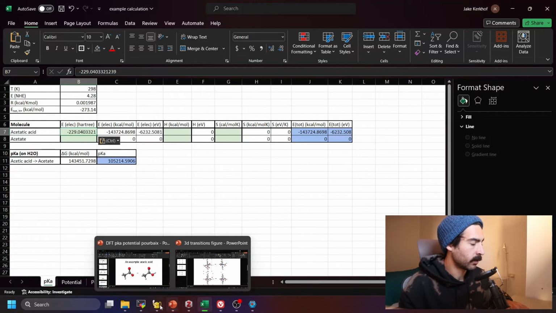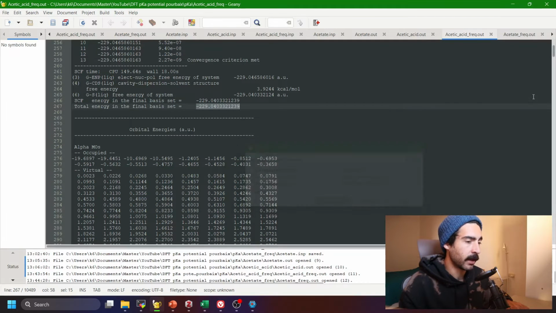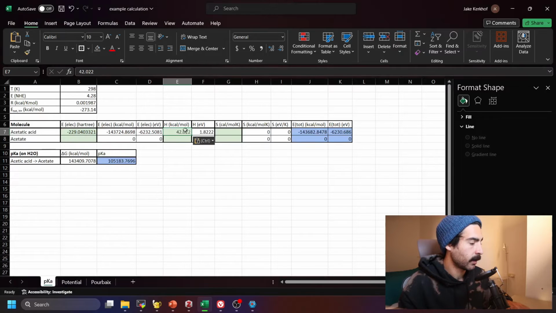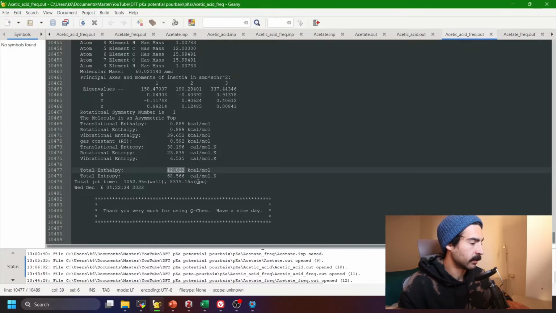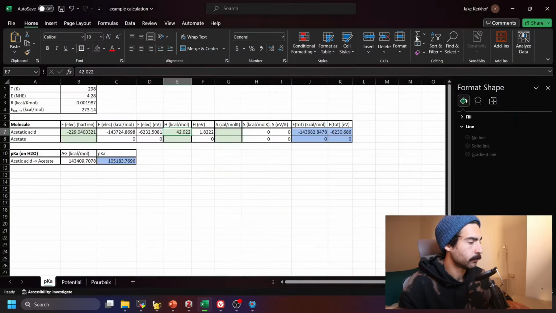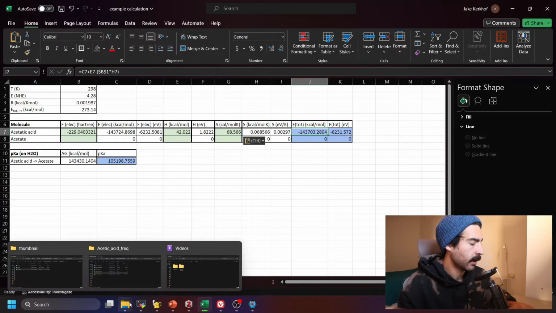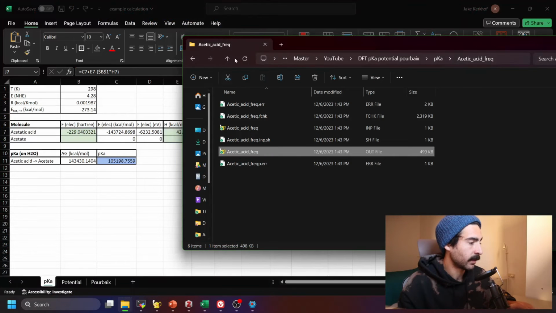And we'll also want to go into the output file for entropy and enthalpy, which is usually at the bottom of the file. The enthalpy is 42.02 kcals per mole, and the entropy is 68.5 calories per mole Kelvin. So we can paste that into our Excel sheet, and we now have the total energy for acetic acid, and we'll do the same for acetate.